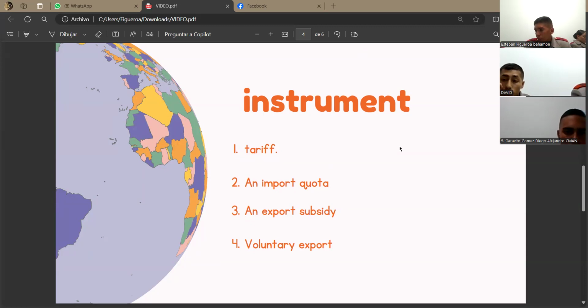An export subsidy is a payment to a company or individual that ships a good abroad. Voluntary export restraint refers to the case in which an importing country induces another nation to reduce its exports of a commodity voluntarily.